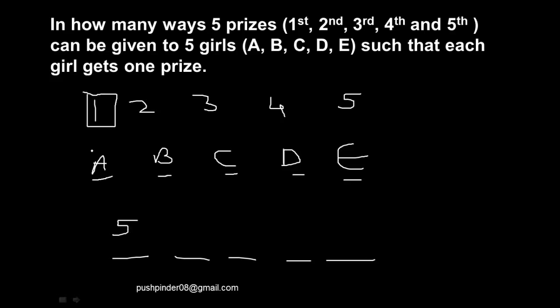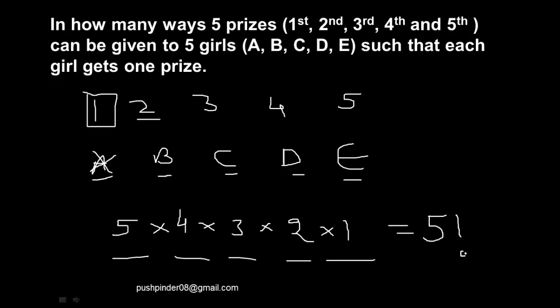Now let's suppose girl A gets the first prize. Now in how many ways can you distribute the second prize? Because each girl has to get 1 prize, girl A cannot get more than 1 prize. So similarly 4 ways here, 3 ways here, then 2 ways here, and 1 way here. So our answer, if we calculate, is nothing but 5 factorial.